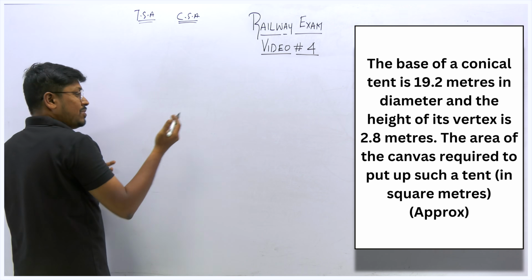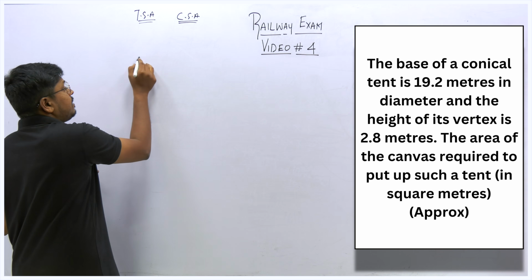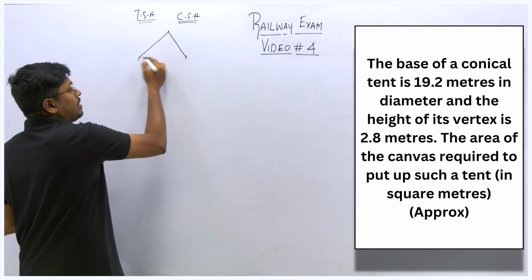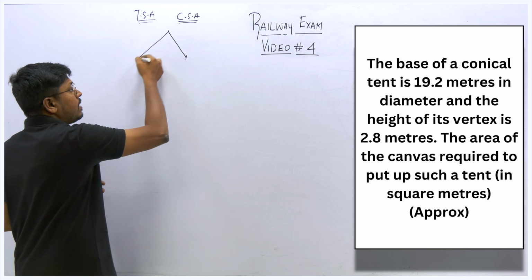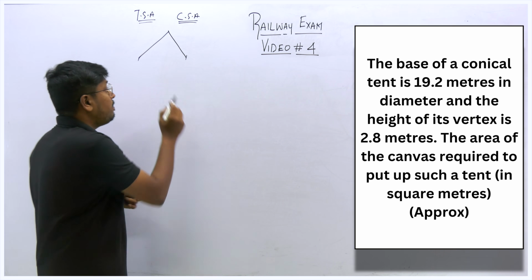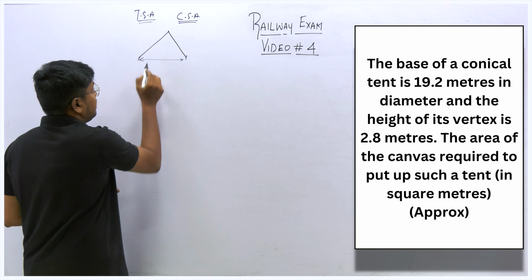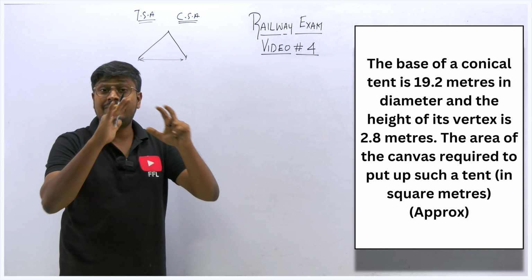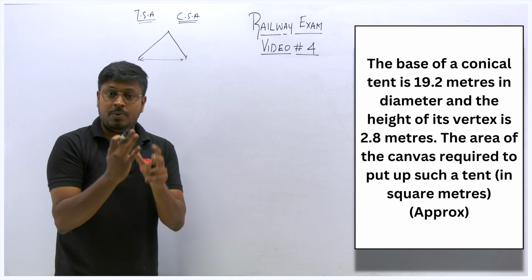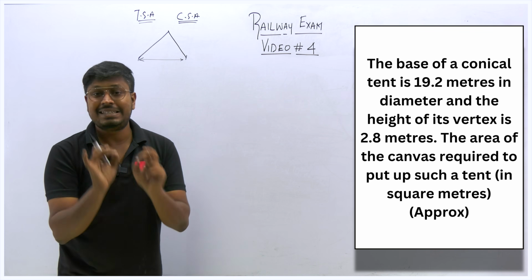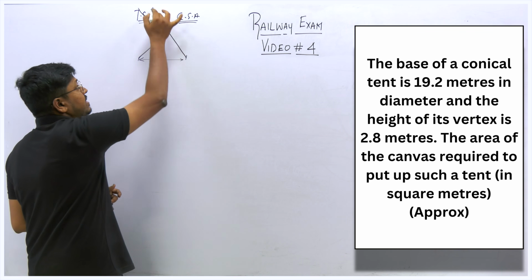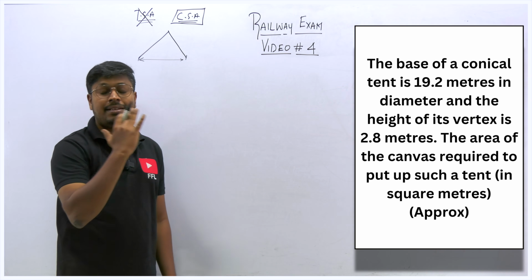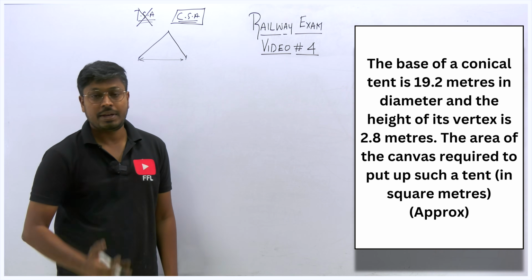Usually a tent will be built like this: they put sticks at the 4 corners or 3 corners and tie it up. But for the bottom, they won't put a cloth. They usually put cloth only for the curved surface area. So if it is a conical tent, do not find the total surface area; always find the curved surface area, which is the area required for the canvas to make a conical tent.